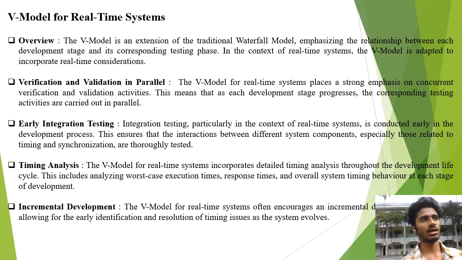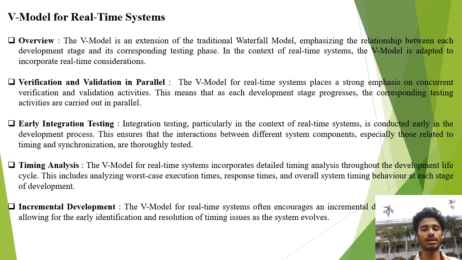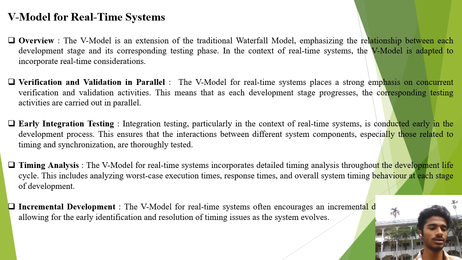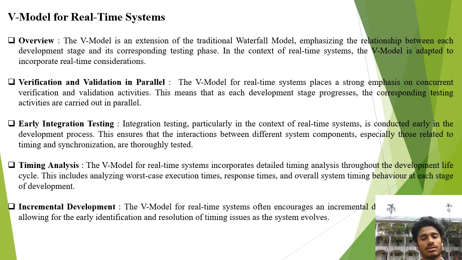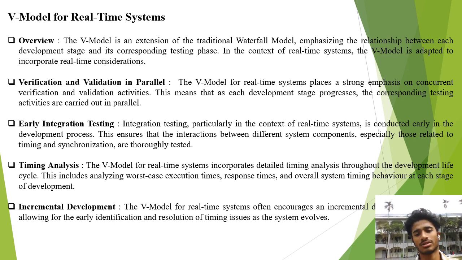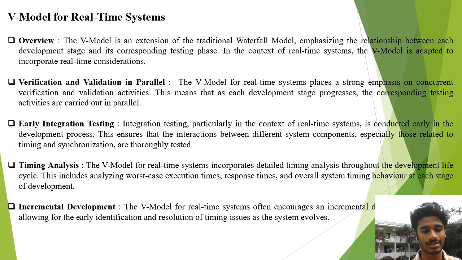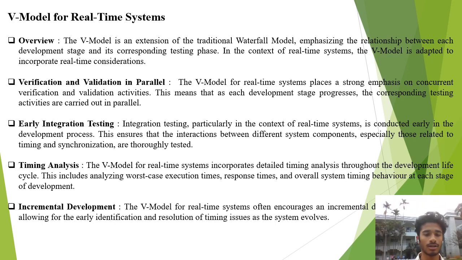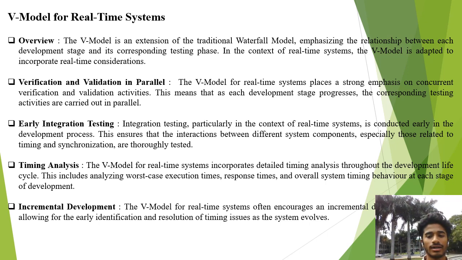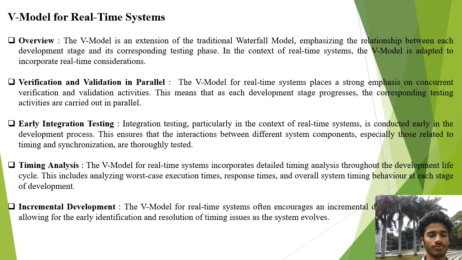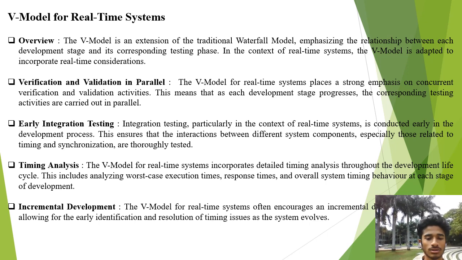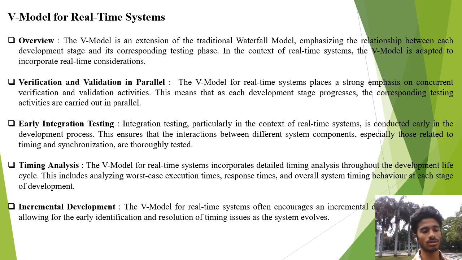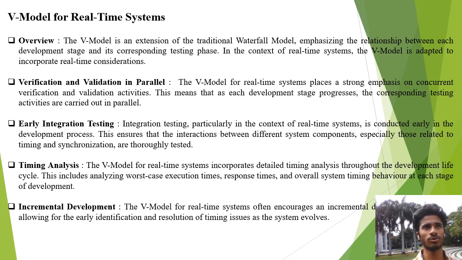The next point is timing analysis. The V model for real-time systems incorporates detailed timing analysis throughout the development life cycle. This includes analyzing worst case execution times, response times, and overall system timing behavior at each stage of development. The last one is incremental development. The V model for real-time systems often encourages an incremental development model, allowing for the early identification and resolution of timing issues as the system evolves. So let's move on to the next slide and discuss this V model deeply.